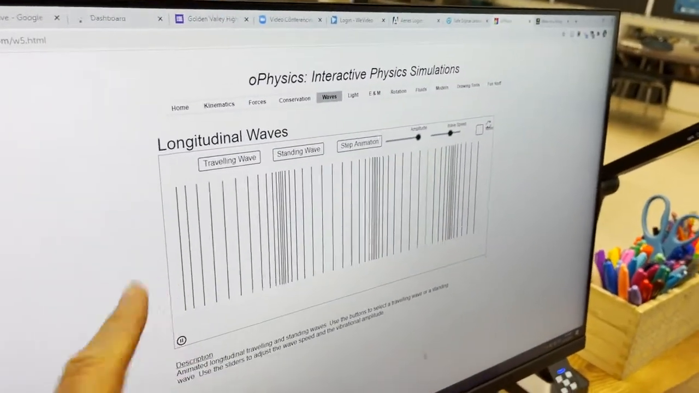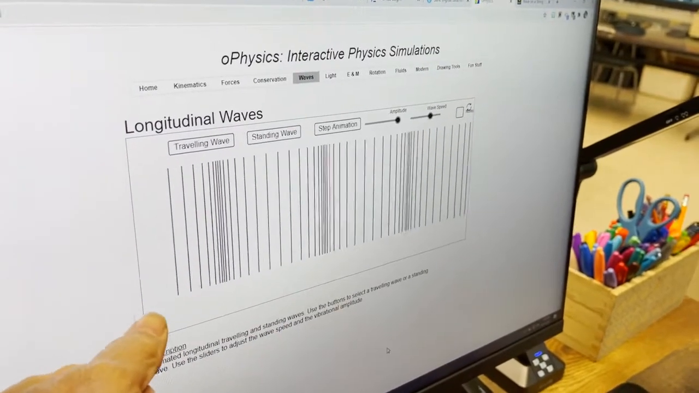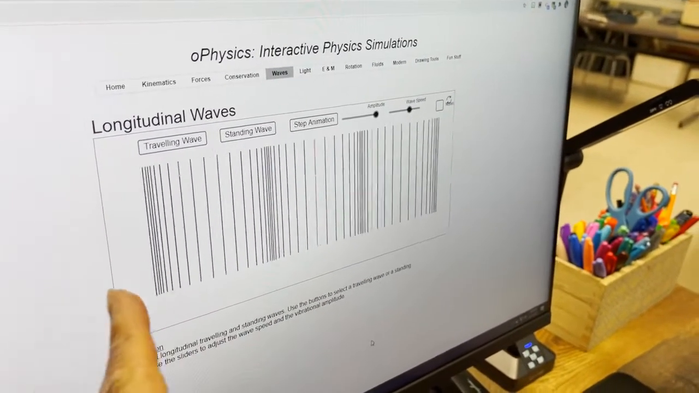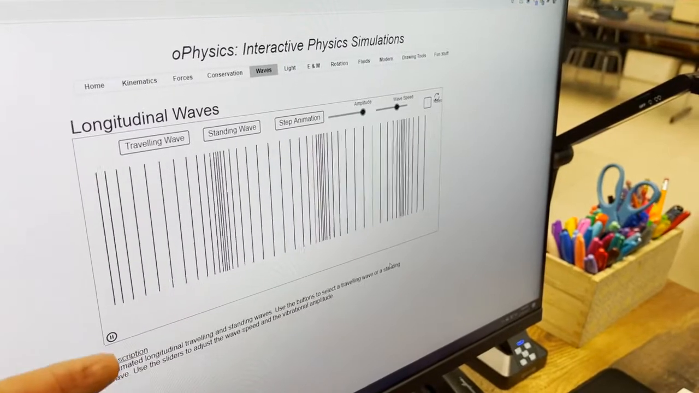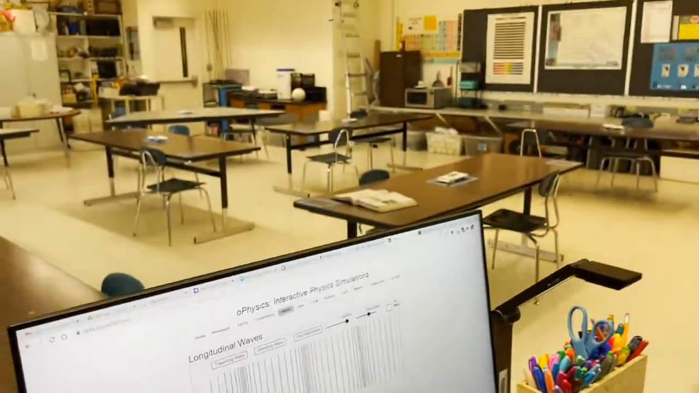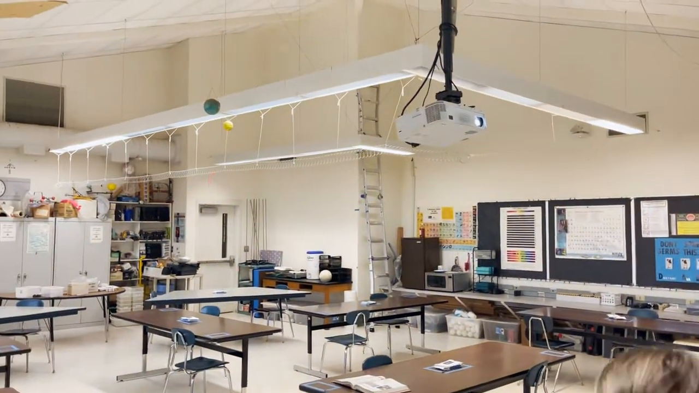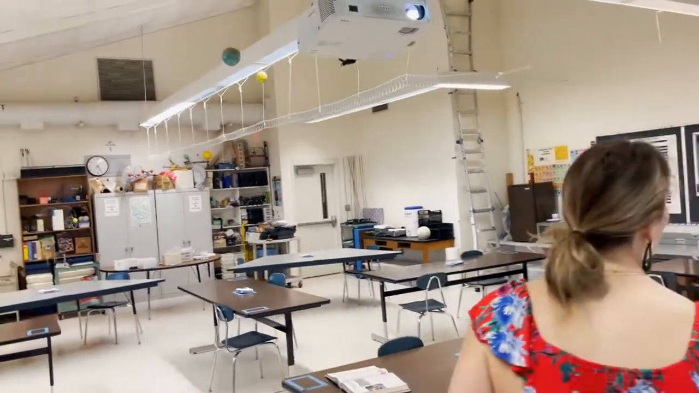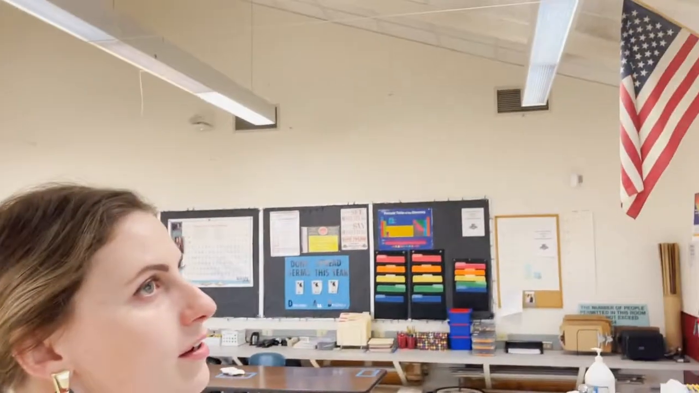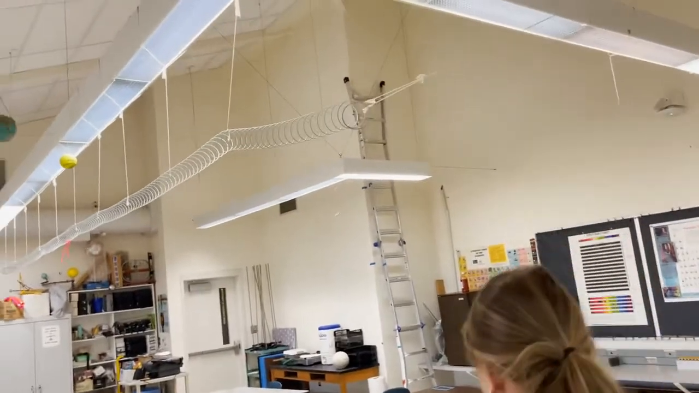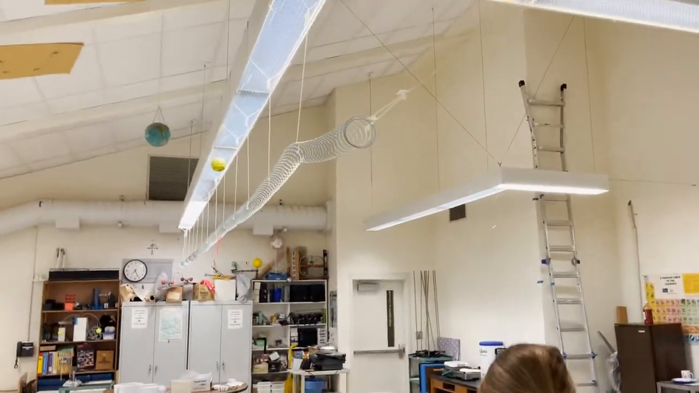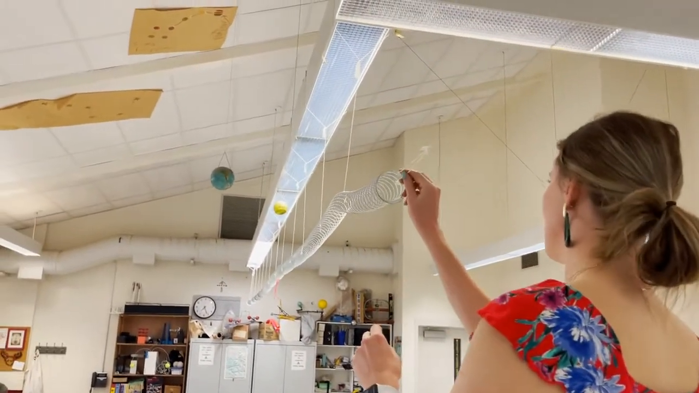So the work is being done here on this end, moving back and forth, squeezing and stretching, and that sends energy through the string. We can do that on the slinky. Work. What is the equation for work? Force times displacement in the direction of the force. Okay, all right, and here we go.